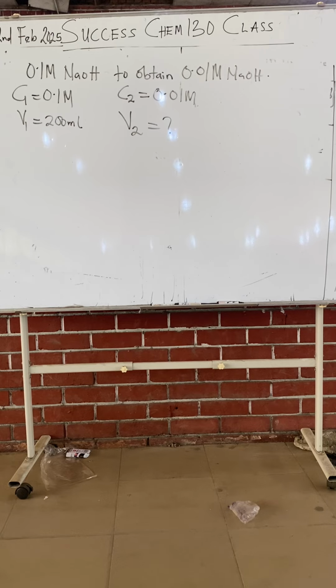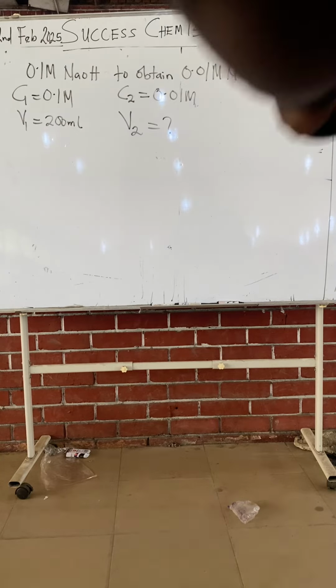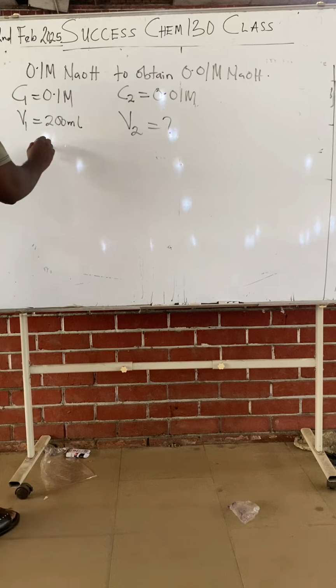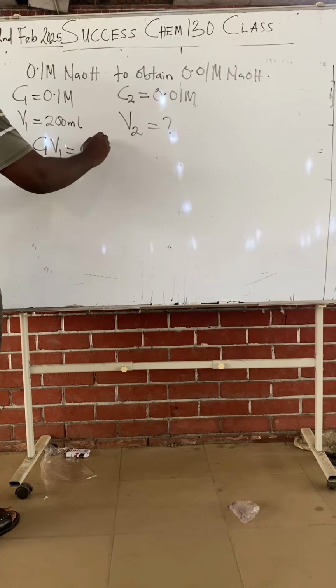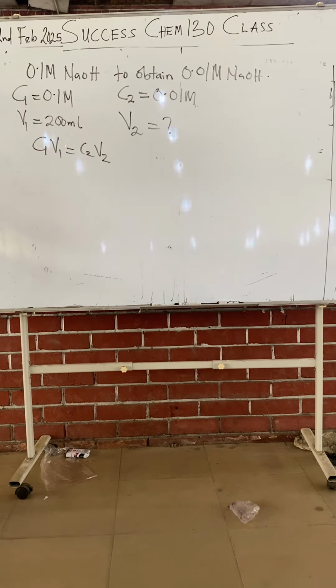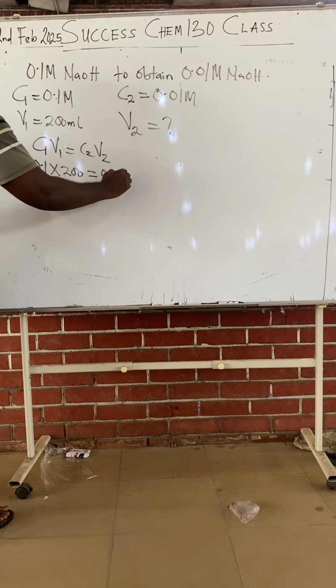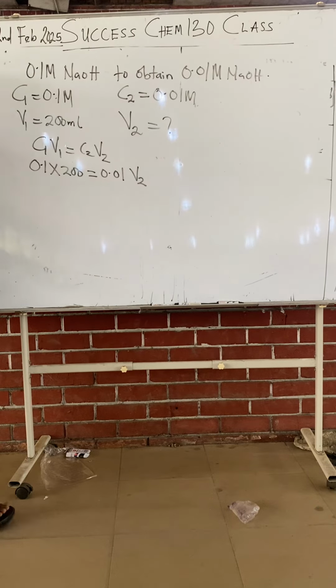But we need to get V2 first, right? So that we'll now say V2 minus V1, you get the diluting volume. So class, let us get V2. How do you get V2? You say C1 V1 equals C2 V2. What's our C1? 0.1. What's our V1? 200. What's our C2? 0.01. We are looking for V2.